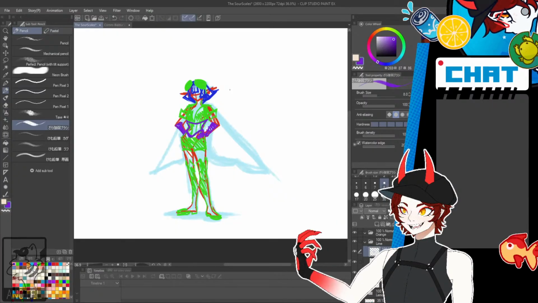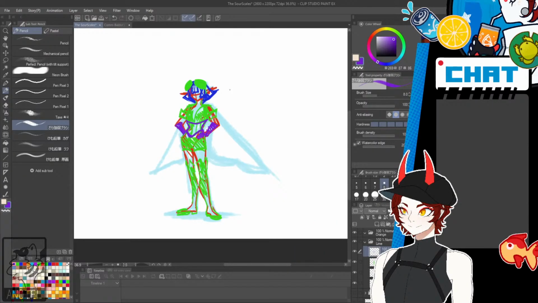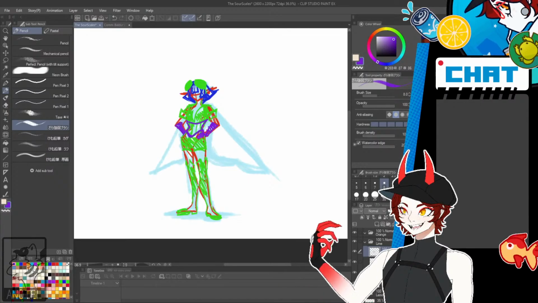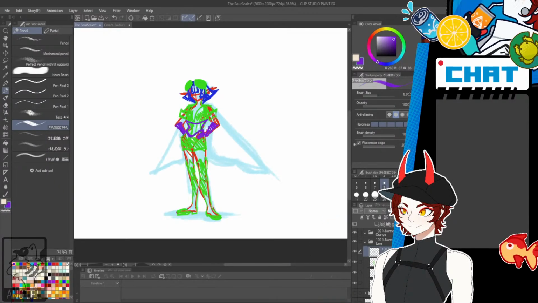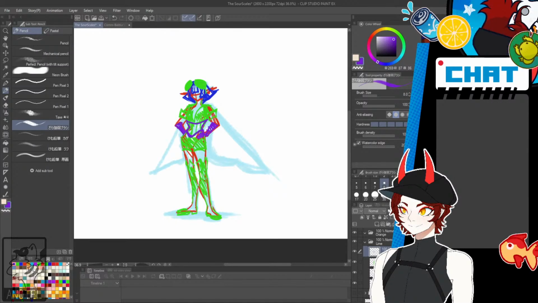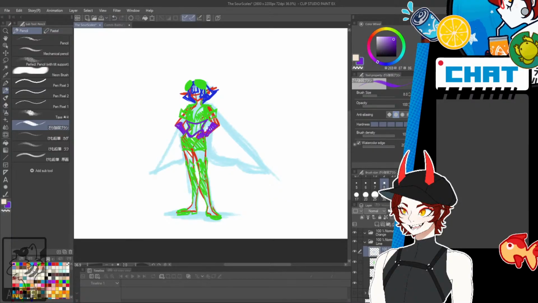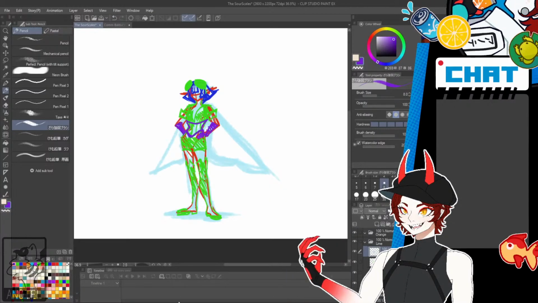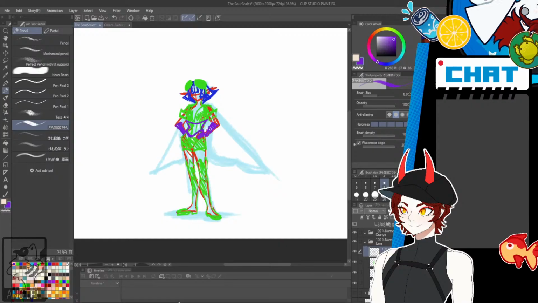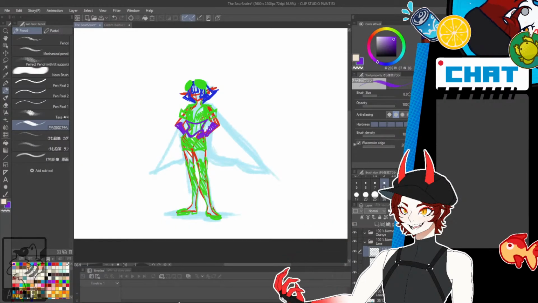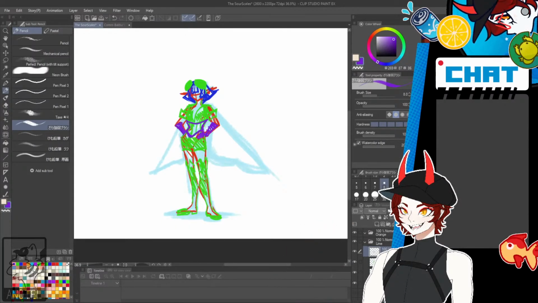Am I thinking I'm missing asymmetry? Maybe. I know I want some extra something. I would need to look at actual references. I definitely am gonna need to look at belt references just to see what the hell people wear when they want to carry things around without carrying a backpack.